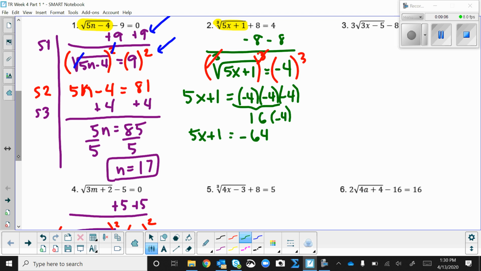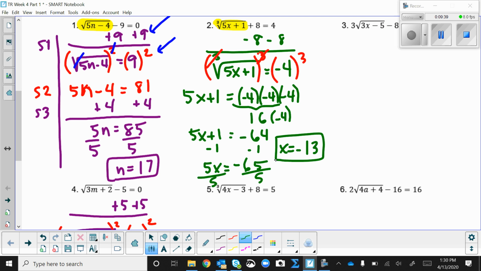So now we have this plain old vanilla equation to solve. We subtract 1 from both sides and get 5x equals -65. And then we divide by 5. And we have x equals negative. 5 goes into 6 once with a remainder of 1. And that goes into 15 3 times. So -13. I want you to pause the video and work number 5.